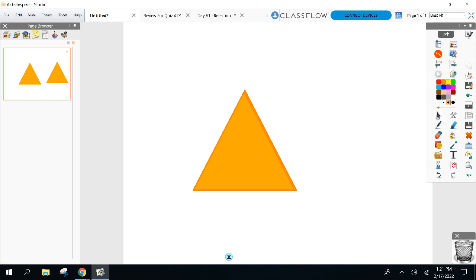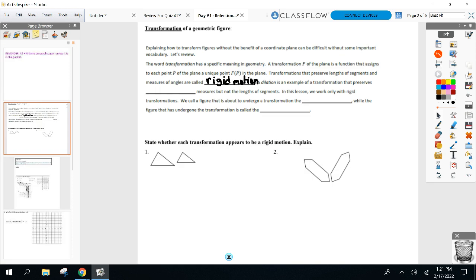What's one thing I could do to this triangle and it would still be congruent to the original one? Sure. Rotate it. Okay, everyone agree if I rotate it, is it still the same size and shape? So a rotation is a type of rigid motion. Anybody else? What else could I do to it other than just turn it? You like slide it. I could translate it, slide it. All right, so a translation is a type of rigid motion.